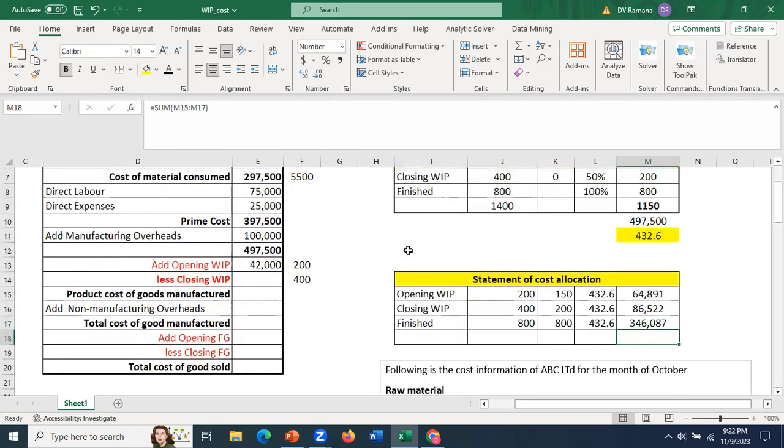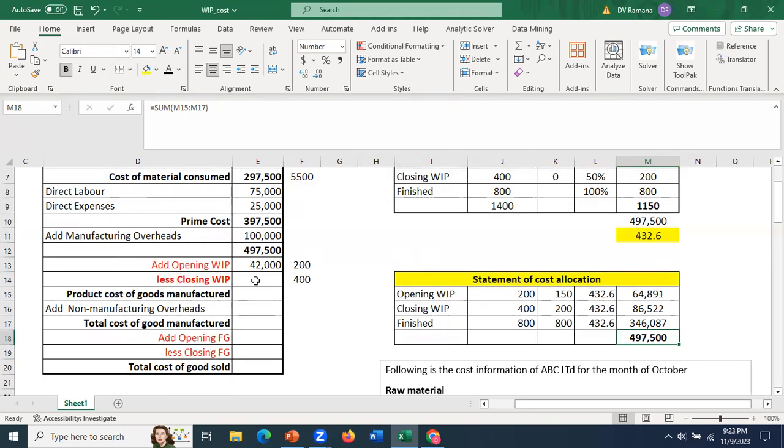The summation of this is exactly 497. So 497,500 has been spent on opening WIP because of FIFO, spent on closing WIP to the extent of 86,522, and spent on complete finished product during the period up to the extent of 346,087.